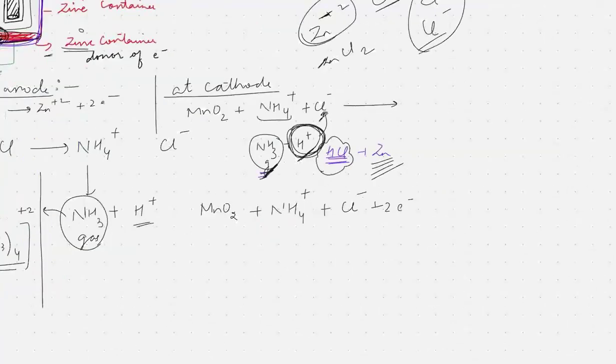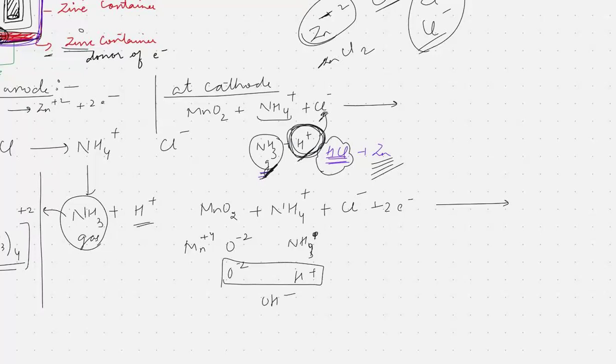Now see what is happening. MnO2 is basically made up of Mn plus 4 and 2 O minus 2. NH4 is basically NH4 plus, which gives NH3 and H plus. So one O minus 2 combines with H plus and they form OH negative. These two electrons are taken up by Mn plus 4. So Mn plus 4 converts to what? Mn plus 2.